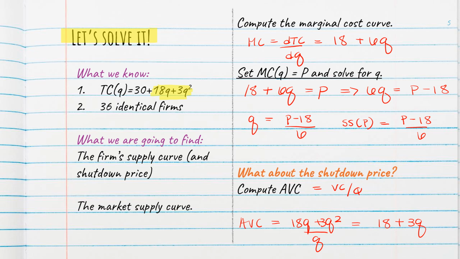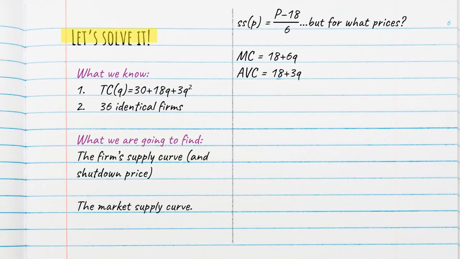Okay, so just to recap, we found the marginal cost, we set it equal to price, and then we solved for Q, and that gave us our supply curve for a single firm. Then we had to have a little conversation about the shutdown price. We're not there yet, but we've at least solved for the average variable cost, and now we need to find the minimum of this curve. So we're on track to solve for the shutdown price. We know the average variable cost, but we need to find the minimum of the average variable cost curve.